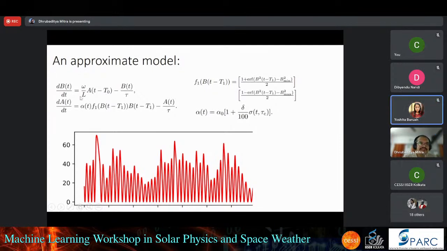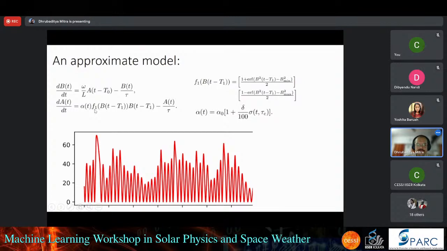The other thing to notice about this equation is that the magnetic field depends on A at some time back. So this is what is called a delay differential equation. The right hand side of the equation is a memory term; it depends on something that happened a certain time back.